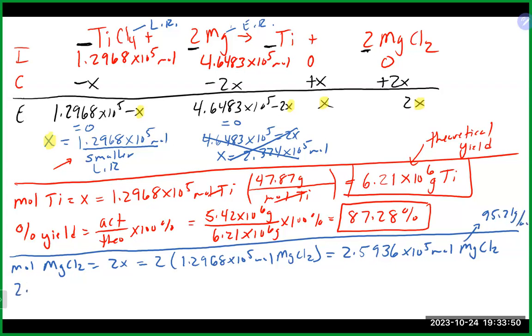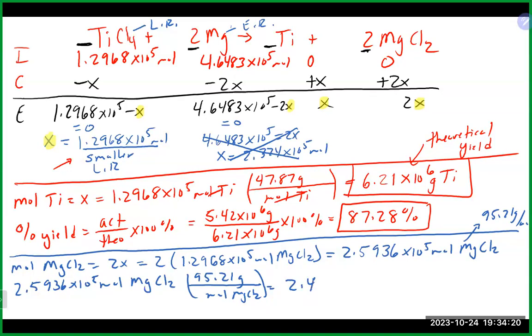So taking our number there, 2.5936 times 10 to the 5th, using our molar mass here of 95.21 grams per mole, gets us about 2.47 times 10 to the 7 grams of magnesium chloride here would be produced.